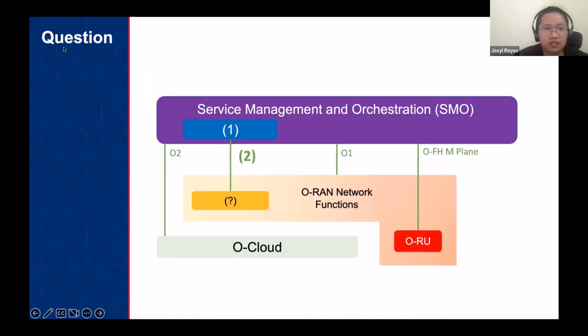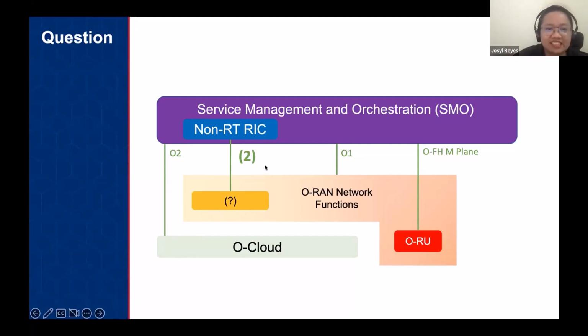Okay, so now let's have another question. Let's review. So this is the high level O-RAN non-real-time RIC architecture. Maybe you've memorized this already, but let's answer the two questions. What is question number 1? What is the block in this color blue? So this is again the non-real-time RIC. It's in the SMO. And this is connected downward, it talks to something here.